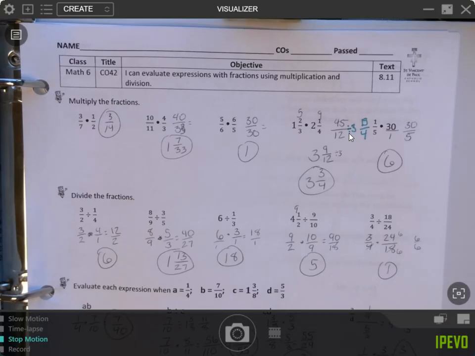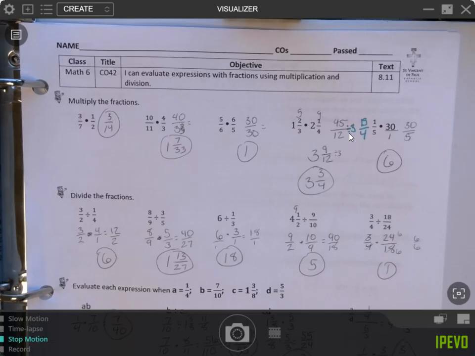Multiplication, you need to make sure there's no mixed numbers, turning it into improper fractions. Then we multiply across and we simplify. If it's division, again, making sure there's no mixed numbers, turning them improper. If it's a whole number, you put the 1 underneath it to turn it into a fraction. For division, you flip the division symbol to multiply, and you flip the second fraction to its reciprocal. Then we multiply across and simplify.